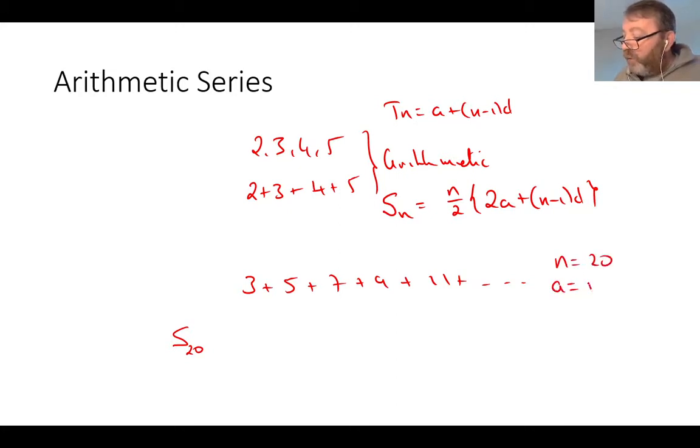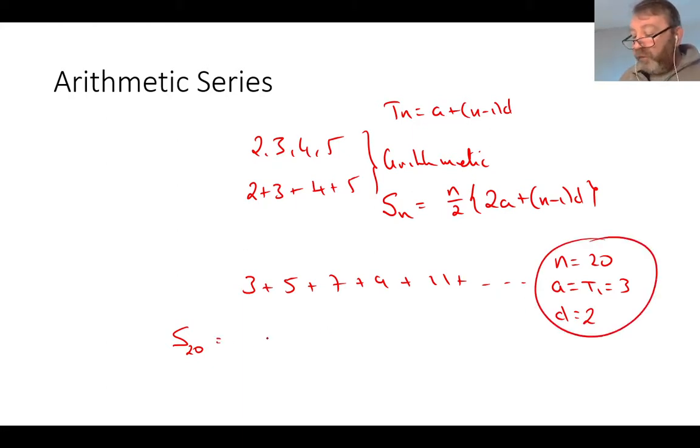A is always the first term, which is 3, and the common difference is the difference between any pair of consecutive terms. The difference between 9 and 11 is 2, the difference between 3 and 5 is 2. So therefore the common difference is 2. And you simply feed those into the new formula, which is the sum of the first 20 terms, S of 20, which is n over 2, so that's 20 over 2, times 2 times the first term, so that's 2 times 3, plus 20 minus 1 times the common difference, 2.